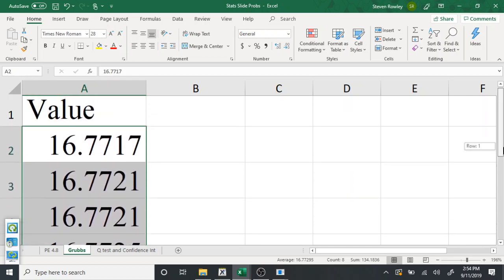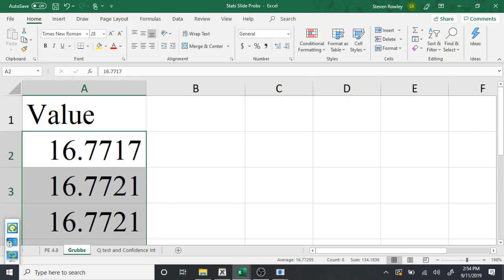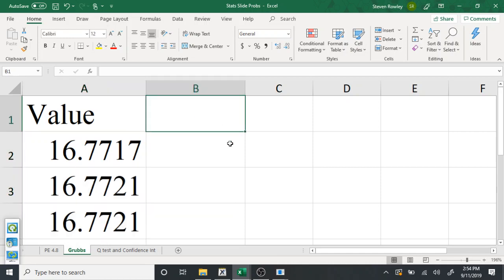That way I can see that. You don't have to do this. It just makes it easier to find what outliers there are. All right, in this next column, I'm just going to put a title on each of these columns. I'm going to put parts per thousand, or excuse me, I'm going to put deviation.